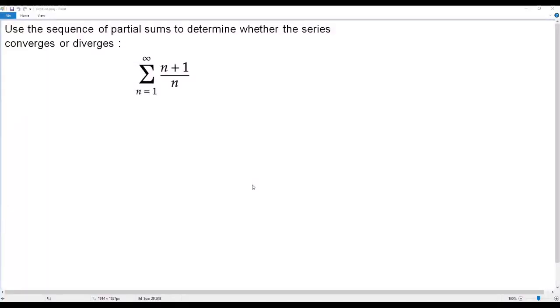Here we have a calculus problem on infinite series. Okay, let's go to the information. Use a sequence of partial sums to determine whether the series converges or diverges. So here we have an infinite series and we have to check whether this series converges or diverges using the sequence of partial sums. Okay, for that, first we have to write the nth term of the given series, that is (n+1)/n.